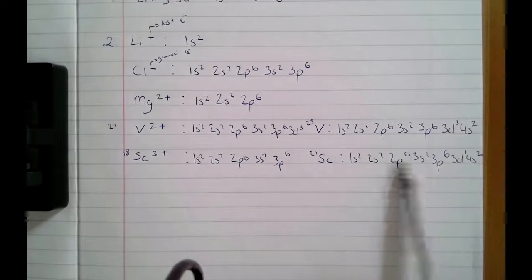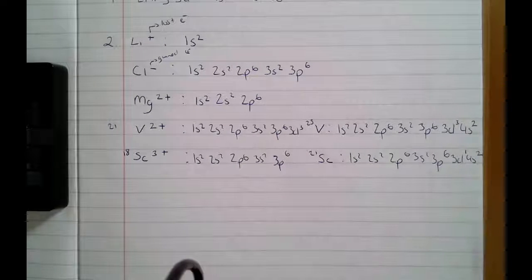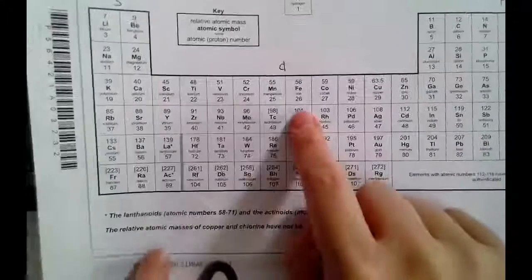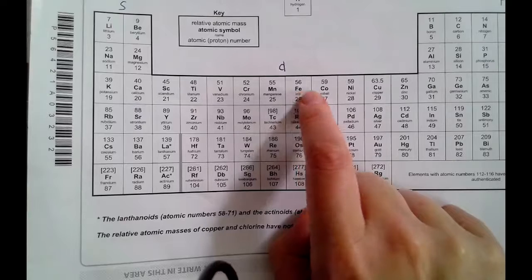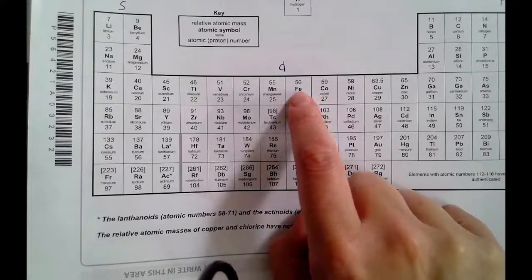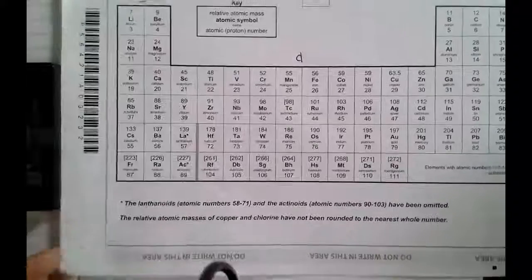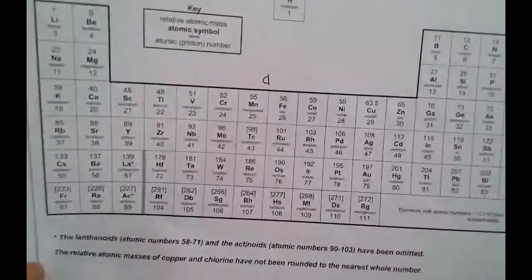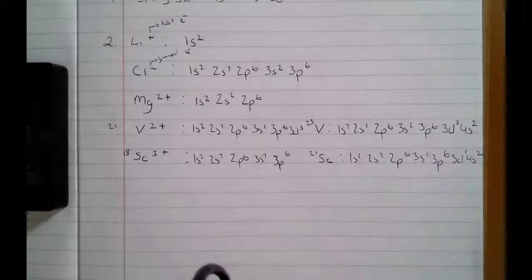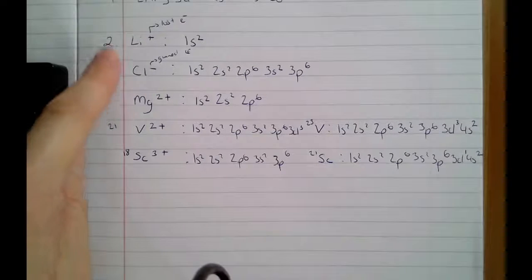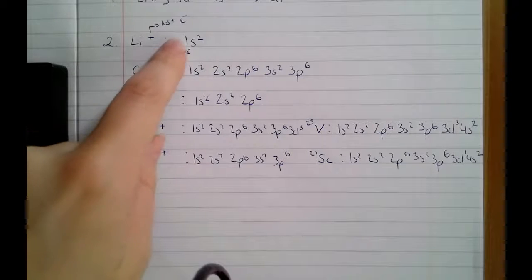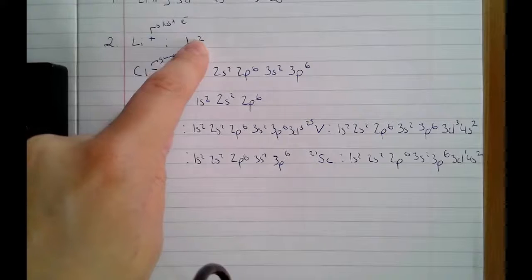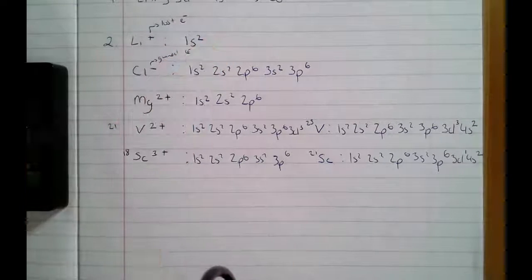Okay, so with your transition, your d block elements, the 4s orbital fills first when you're writing the electron configuration of an atom, but it also empties first when you're writing the electron configuration of an ion. So take them out of the 4s before you take them out of the 3d. With your s and p block elements, it's much easier. The orbital that fills last will then empty first. So it's kind of as you would expect.